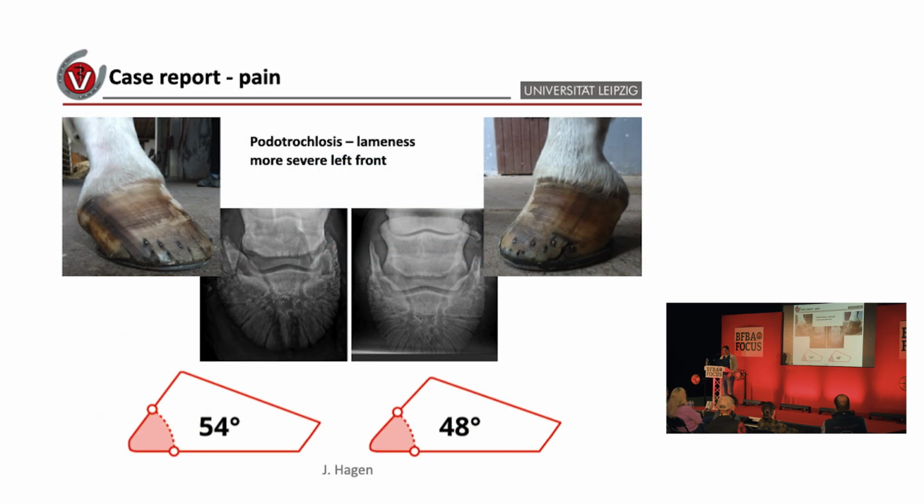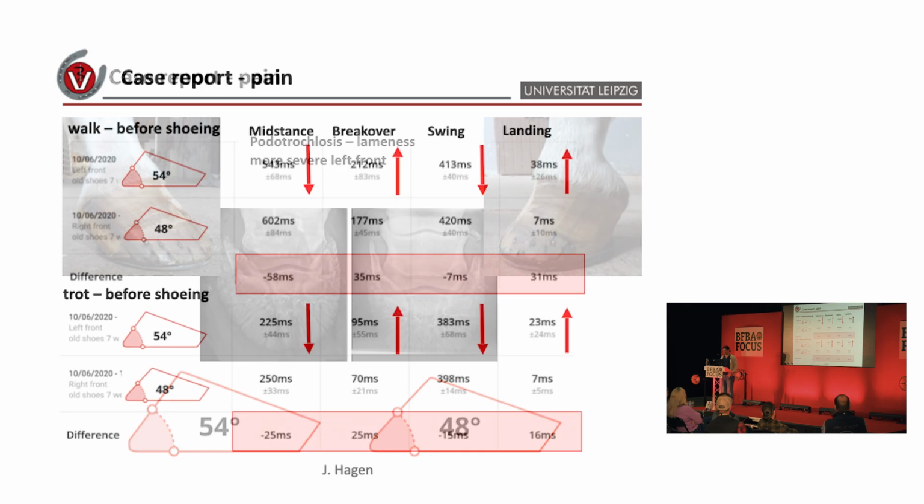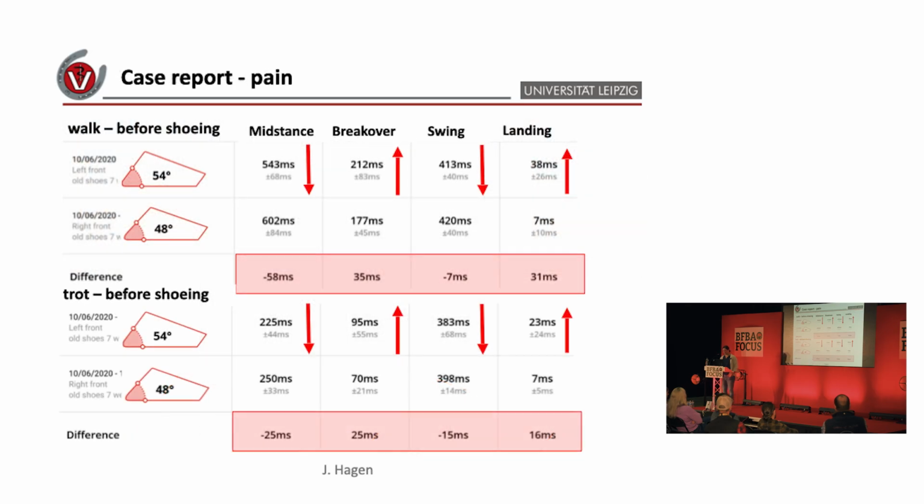This is a horse with podotrochlosis, and the left front is the more affected one. So that means we have the left front, which is definitely from the navicular bone more destructed and showing the steeper angle, a long breakover, very long breakover. There's a difference of 35 milliseconds, which is really quite something, and a very short mid-stance because this is the more painful, more lame limb, and a very long landing. So this is a typical pattern for bone-related lameness and pain.